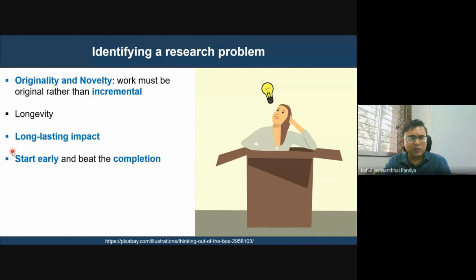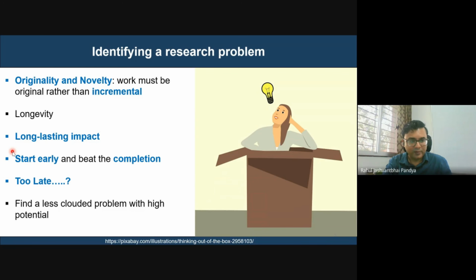Once the problem is identified, it's always advisable to start as early as possible to beat the competition, right? Many people would be thinking in a similar direction, and they will grab the idea, and then the competition increases. Sometimes we find that we got an idea which is already published, or while we are working, someone else publishes it in the meantime. So you have to start early and grab that. If you're late, it's better to skip that problem.